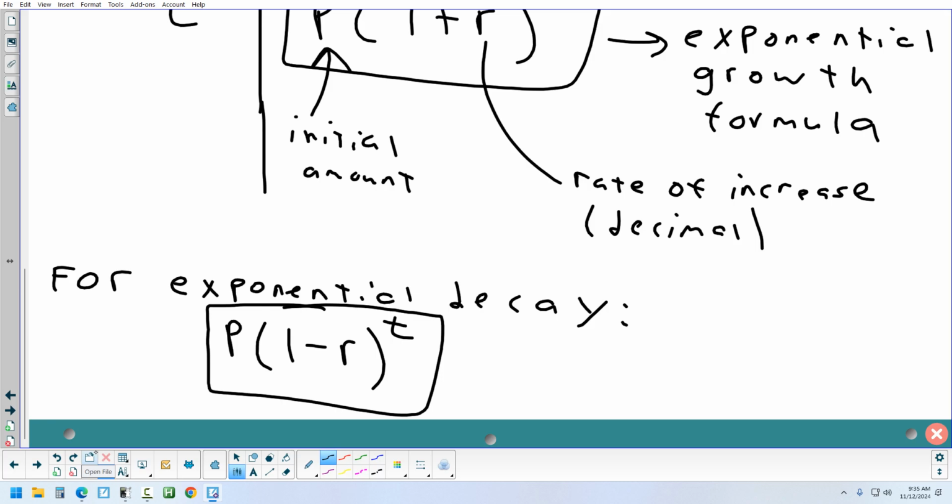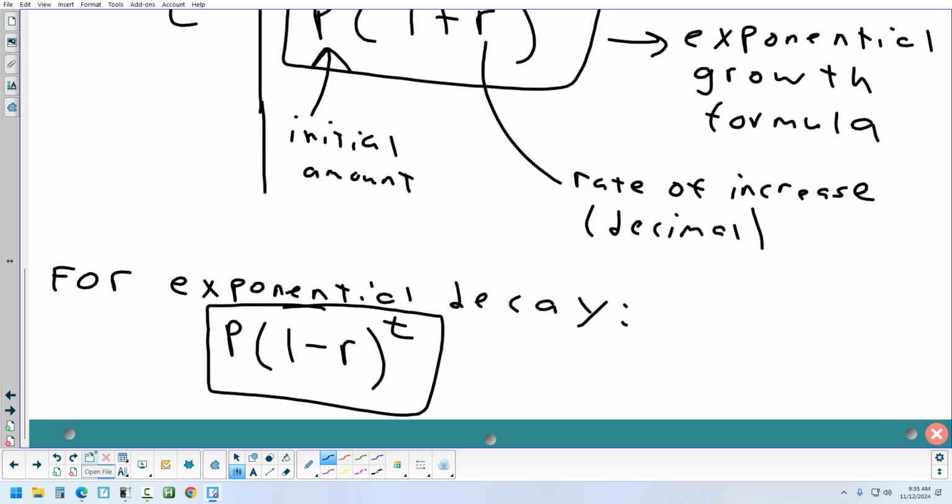All the letters stand for the same thing. P is an initial amount. R is a growth rate, or in this case, it'd be a decay rate. And T is the amount of time that's gone by, usually measured in years. The T and the R would have to be measured in the same units. So if, let's say, your acres of forest is decreasing at 3% every year, then time would have to be measured in years. So it's important that the units match on the R and the T.